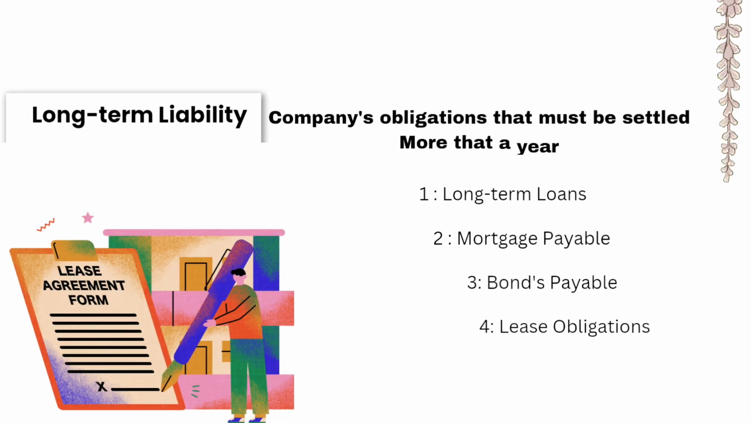The second one is non-current or long-term liabilities, which means a company's obligations that are due in more than a year. Some common examples are long-term loan, mortgage payable, bond payable, which means debt securities issued by a company, and the last one is lease obligations.